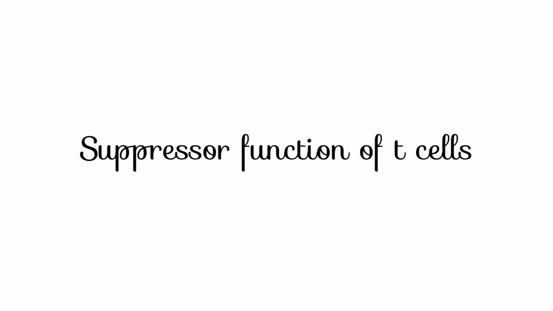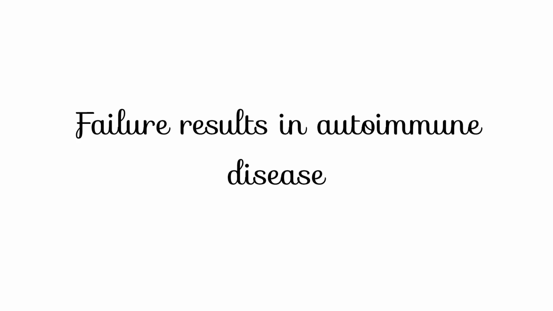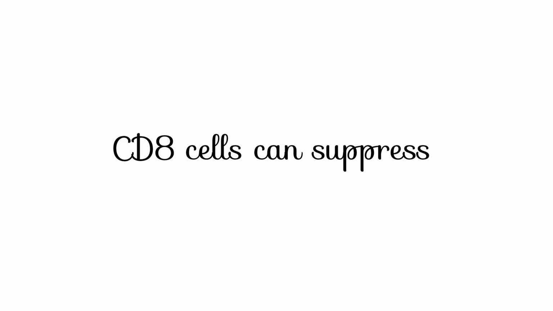There is another function of the T cells, which is also categorized under the regulatory function of the T cells, which is the suppression of certain immune responses. So there are certain T cells that can suppress antibody production, and failure of such regulation may result in unrestrained antibody production to self antigens, and this can lead to autoimmune diseases. There is no specific population of T cells that is mediating and suppressing the immune response, but there is evidence that in some situations CD8 cells can suppress the immune response.